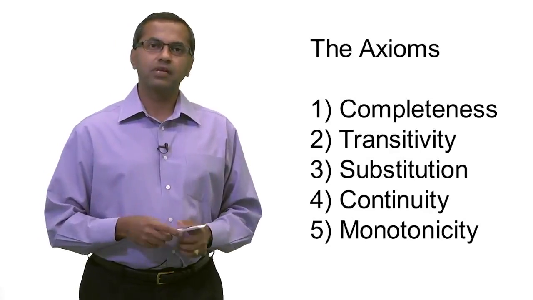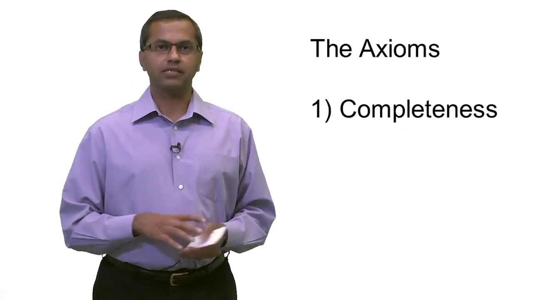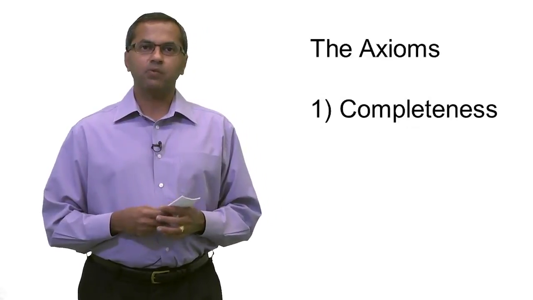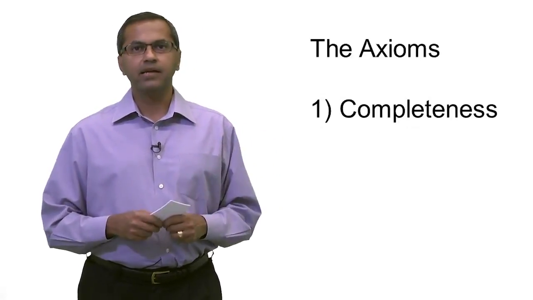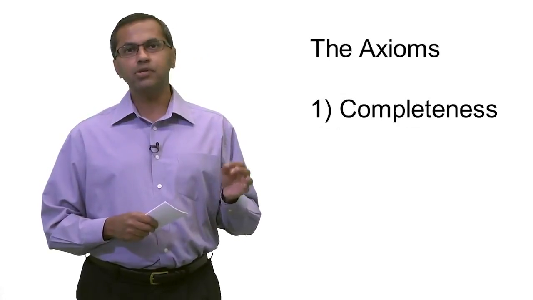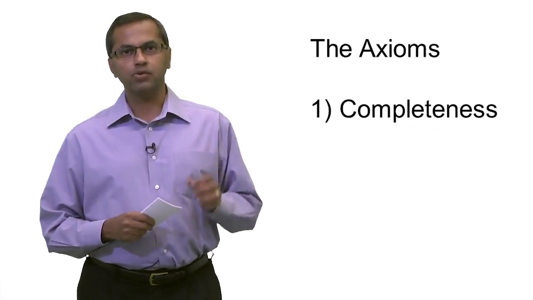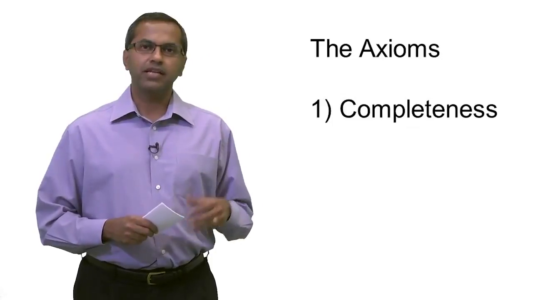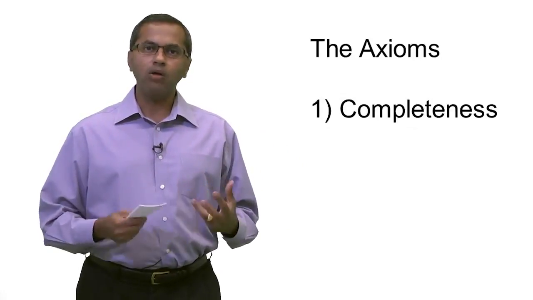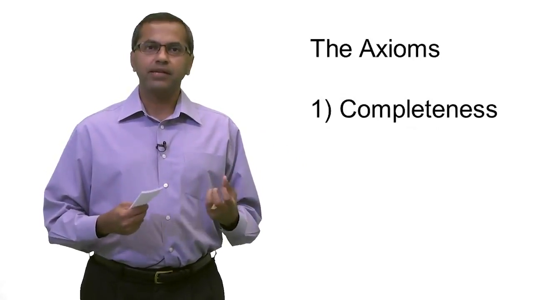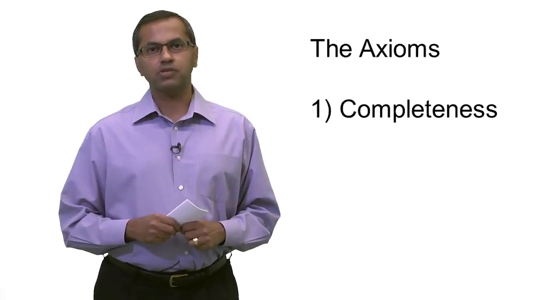Let me start off with completeness. It's a very simple axiom. Completeness says that when I give a decision maker 2 options, let's say X and Y, the decision maker should be able to articulate a preference between those 2 options. In other words, they should either be able to prefer X over Y or Y over X, or they should be able to say that they're totally indifferent between those 2 options.